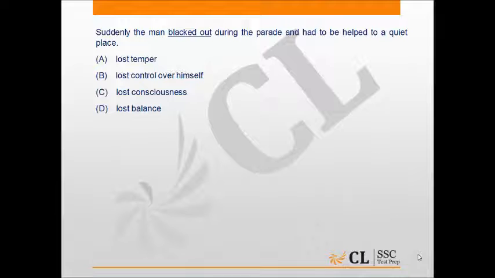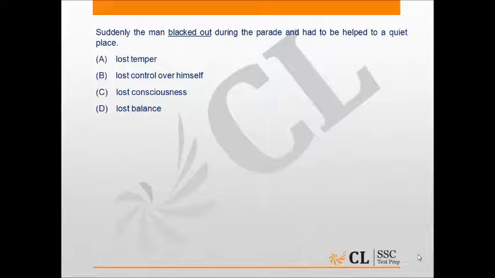Option A, lost temper. If someone loses temper, you try to placate or try to calm him down. You do not move him or help him to a quiet place. Option B, lost control over himself. If someone loses control over themselves, you definitely help them, but it does not logically make sense that you would help that person to a quiet place.